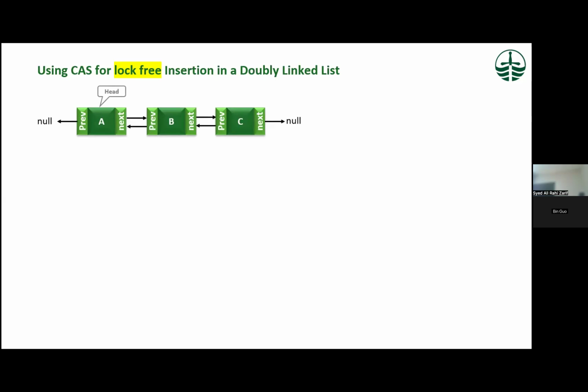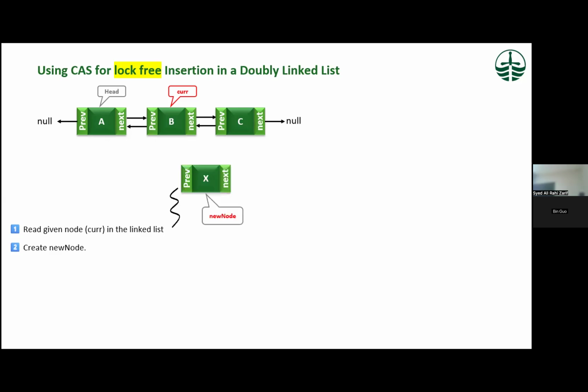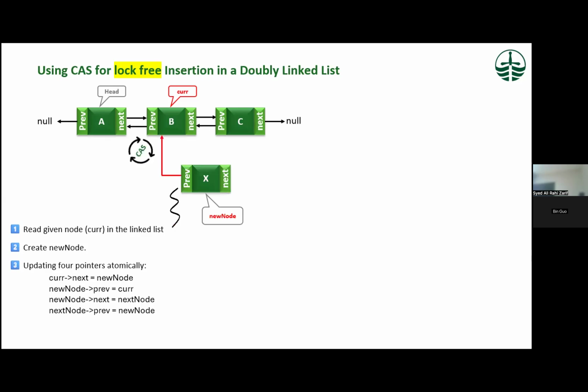Now, let's see how we can use CAS to implement a lock-free insertion process in our doubly linked list. At first, we can read a given node, the current node in my doubly linked list, that is B. And then here we have the new node. Now we need to update all of these 4 pointers, like the previous and next pointers of X, the next pointer of B, and the previous pointer of C, all of these 4 using CAS operations.